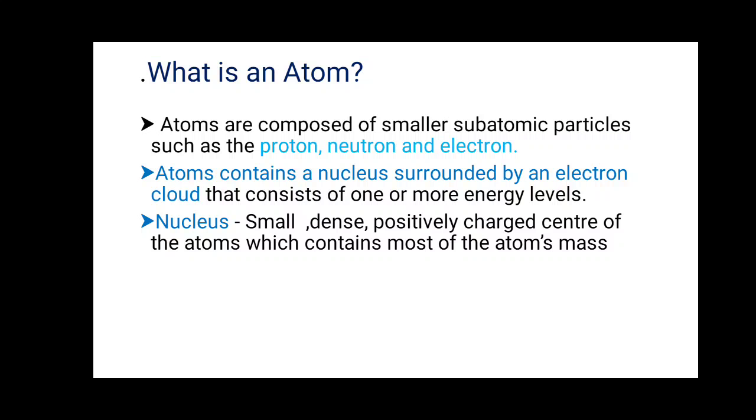Next, what is an atom? Atoms are composed of smaller subatomic particles such as proton, neutron, and electron. Atoms contain a nucleus surrounded by an electron cloud that consists of one or more energy levels. The nucleus is the small, dense, and positively charged center of the atom, which contains most of the atom's mass.